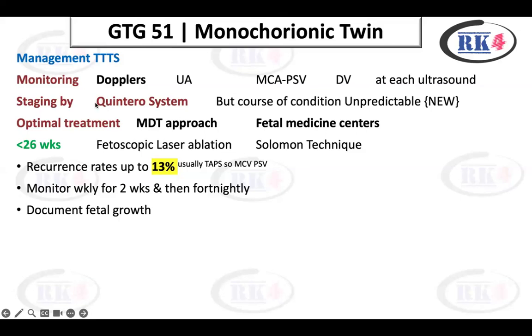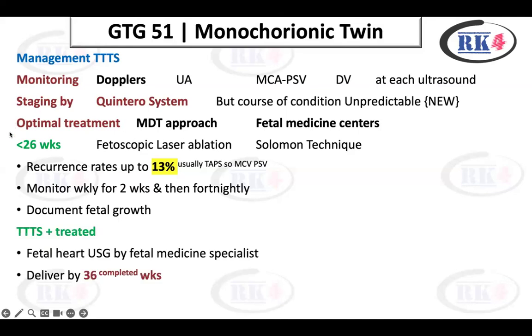So for that purpose, what do we use? We use the middle cerebral artery, because whenever you want to monitor for fetal anemia, we look at the Dopplers of the middle cerebral artery, because that is 100% sensitive to know whether the baby is developing anemia or not. Once you have given the treatment, fetoscopic laser ablation, monitor the patient weekly for 2 weeks and then fortnightly. And you have to document how the baby is growing.